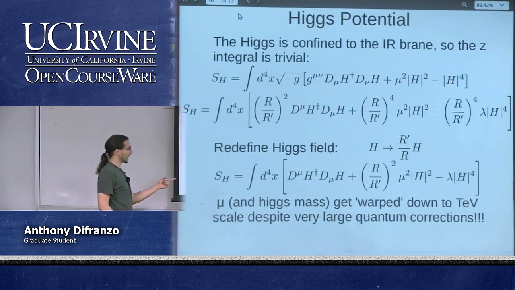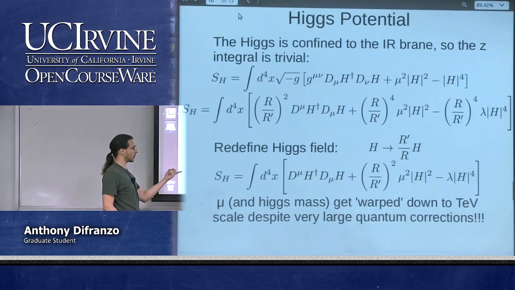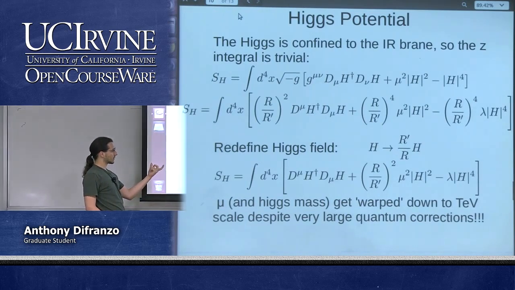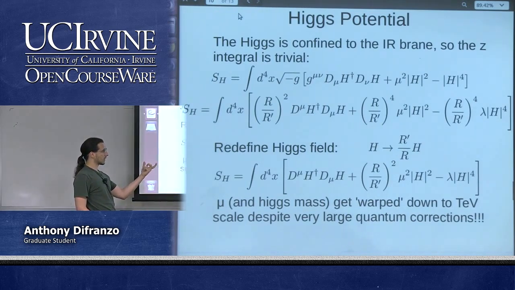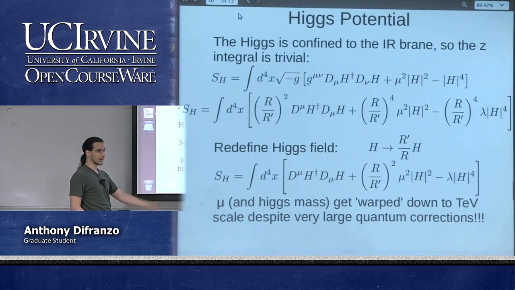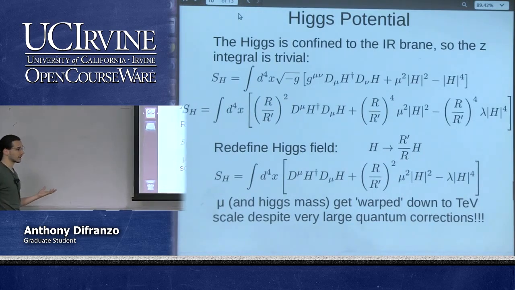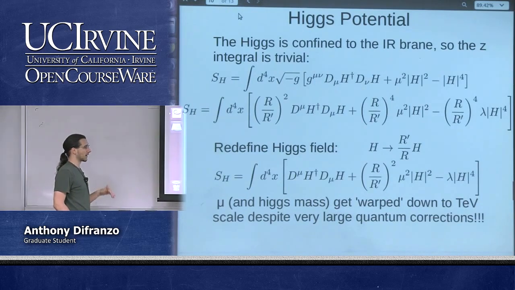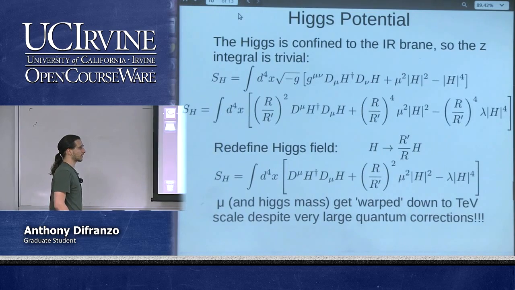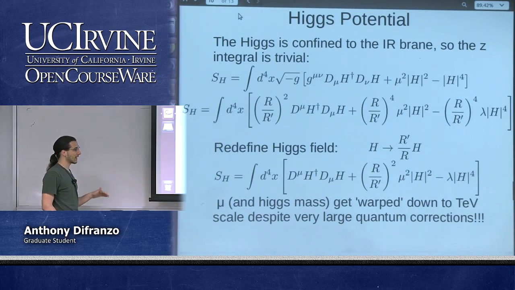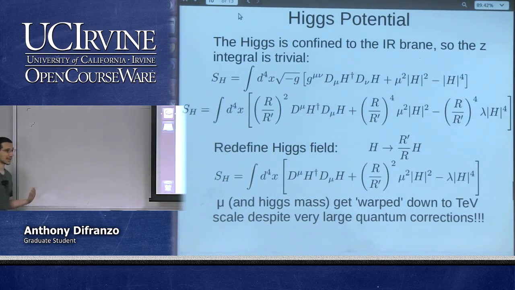So what I see happening here is r over r prime is a very small number. What this warping is doing is it's warping down the mass of the Higgs, right? So the mass of the Higgs could be a very gigantic number, but this r over r prime is going to warp it down to some very small number. So if r actually does correspond to the Planck mass and r prime corresponds to TeV, I can warp it all the way down to the weak scale, and I can actually get a Higgs mass that makes sense and is consistent, despite all these gigantic quantum corrections.